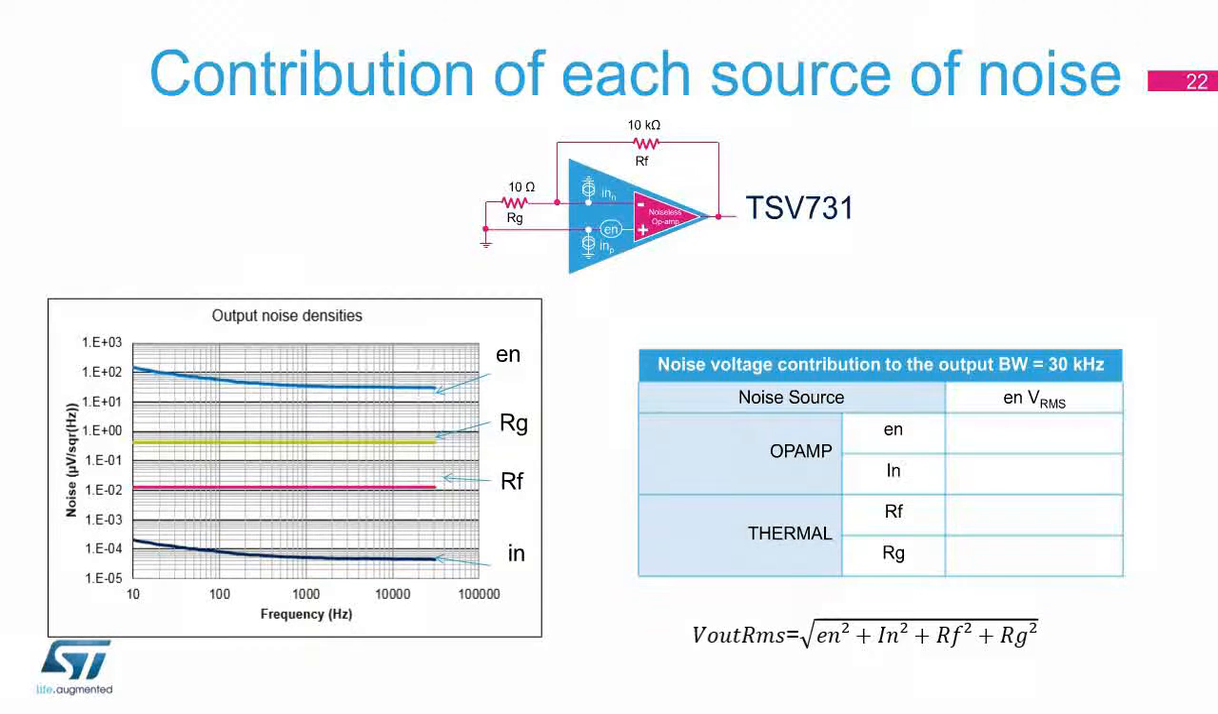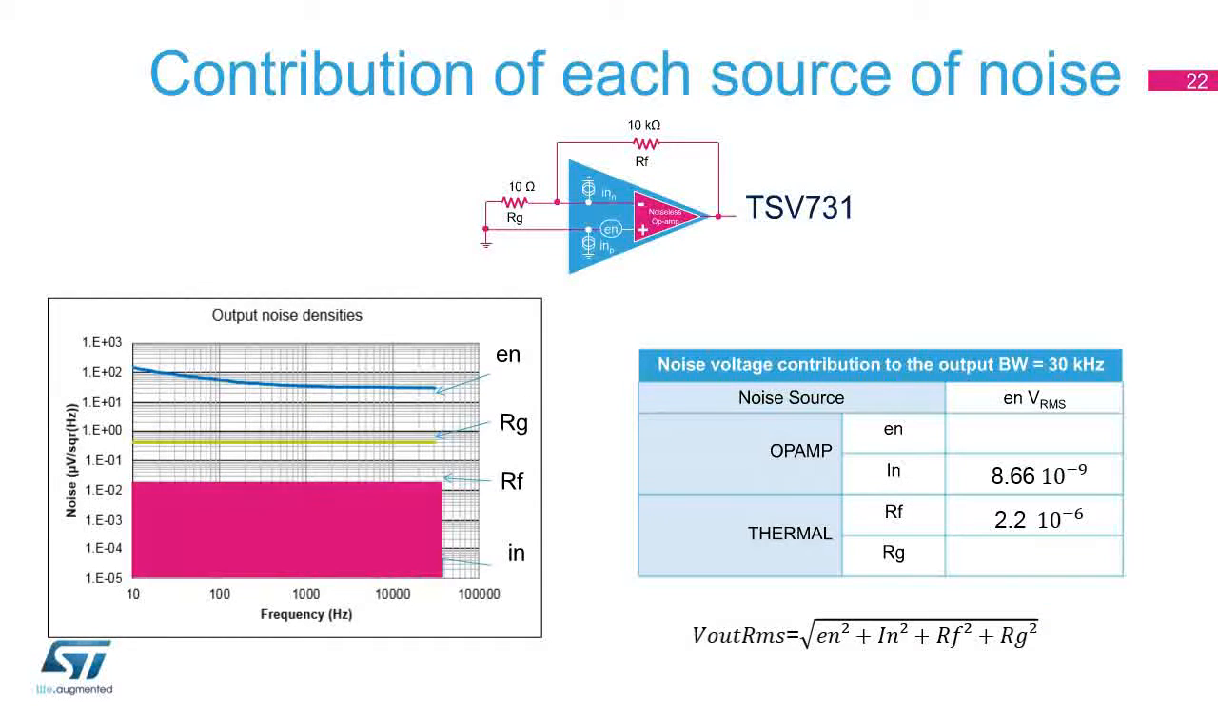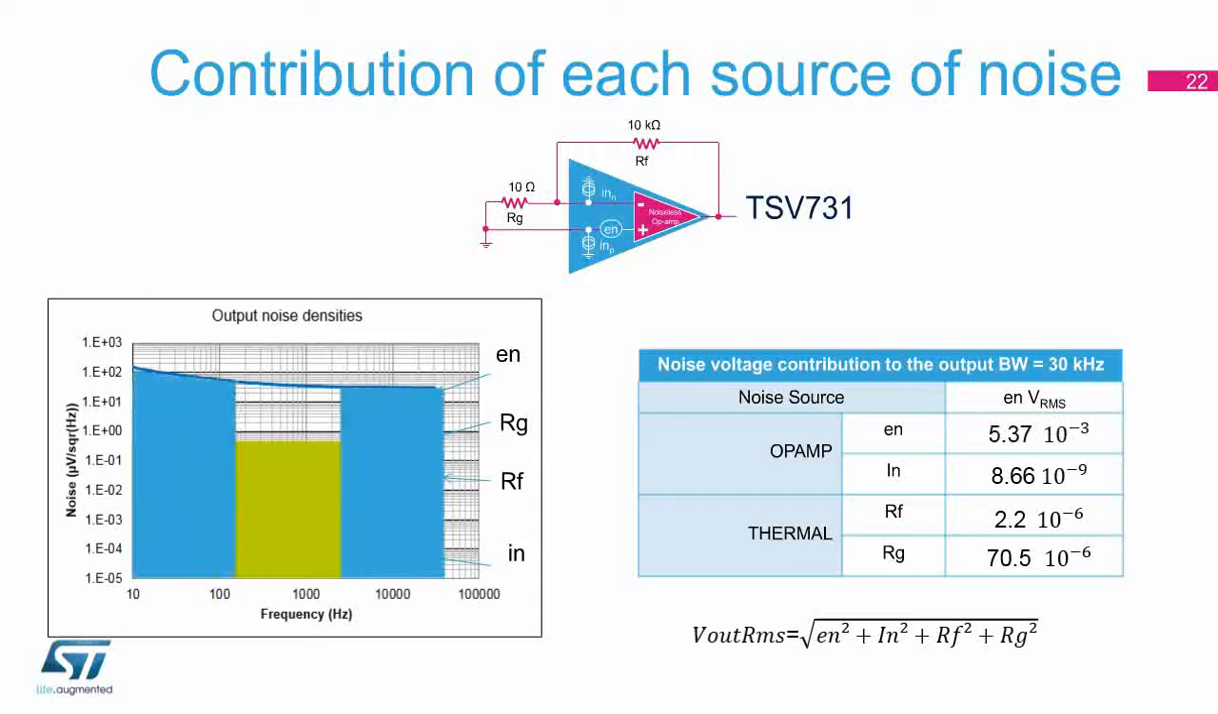This is the noise voltage contribution to the output of the current noise source. This is the contribution of the RF resistance. This is the RG resistance. And this is the equivalent voltage noise source of the op-amp. We can see that the impact of the current noise on the output is negligible compared to the other noise sources. The voltage noise source of the op-amp represents the main part of the noise in this application.